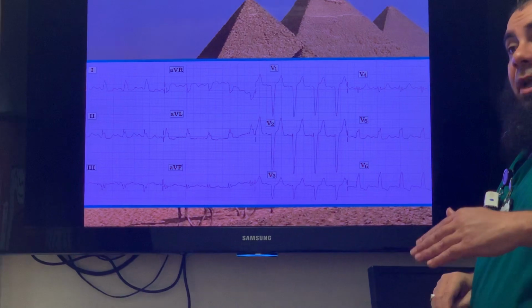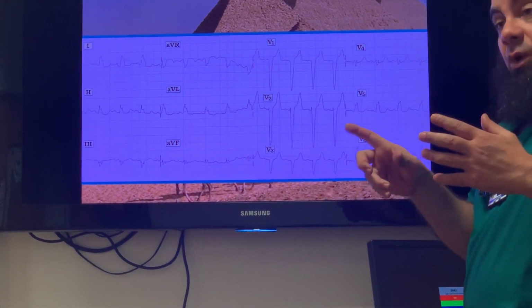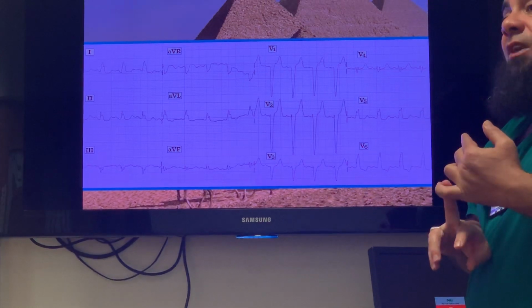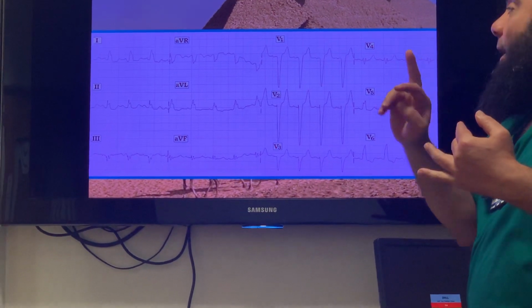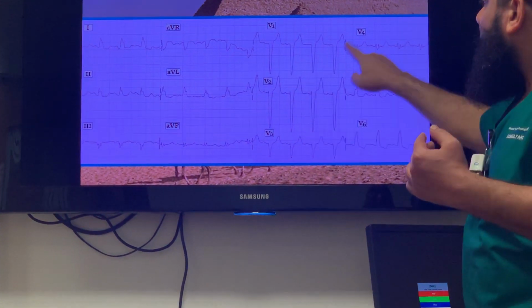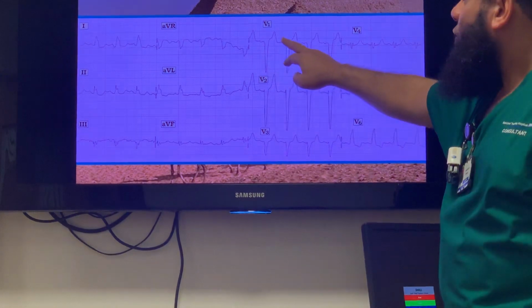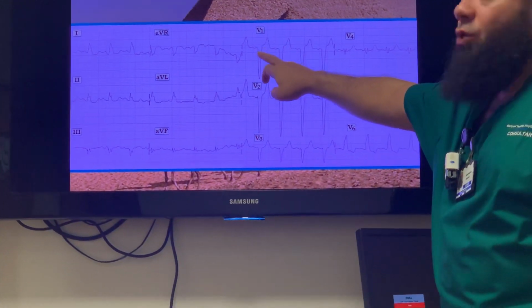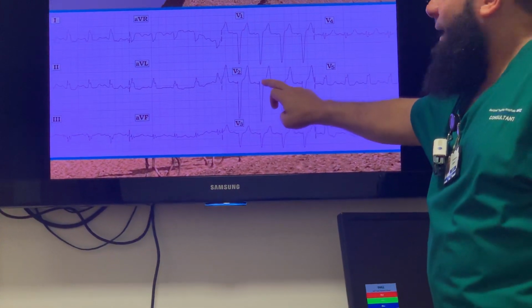So generally the criteria are an M shape, wide complex more than 0.12, and we have the M shape in V5 and V6, lead 1 and AVL. And we have poor R progression in the chest leads, including a QS wave in V1 and V2, which confuses us with the MI because it also has ST.